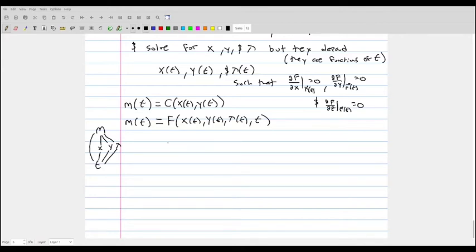So from the multivariable chain rule, the rate of change of the minimum cost, m prime, or dm dt, is going to be the partial derivative of f with respect to t plus the partial derivative of f with respect to x times the derivative of x with respect to t, plus the partial derivative of f with respect to y times dy dt, plus the partial derivative of f with respect to lambda times d lambda dt. Or not z, but lambda, sorry.